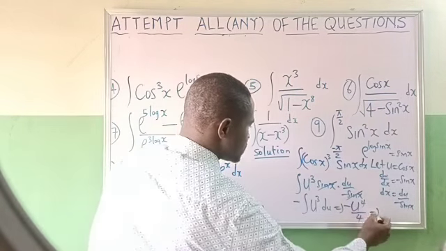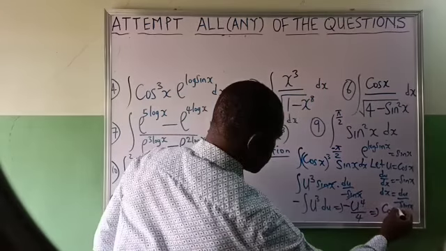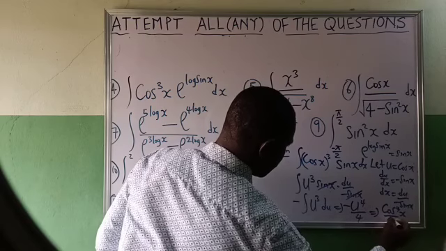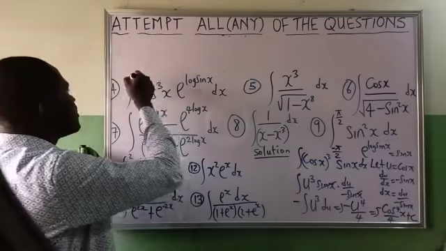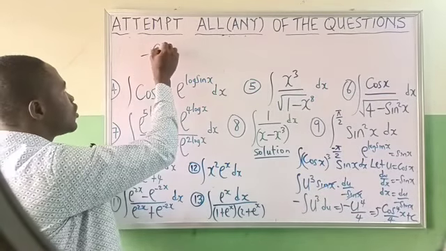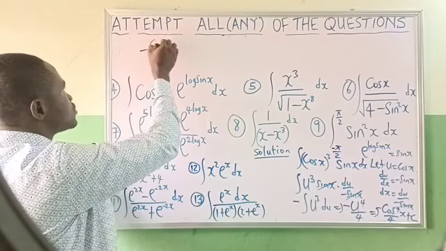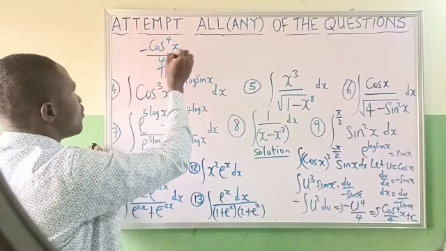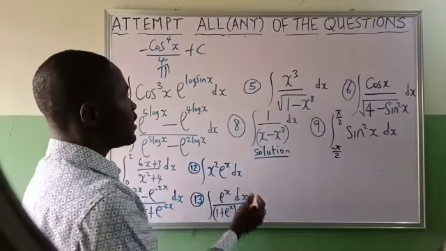You ask yourself, what is your u? Your u is what? Cos x. So cos raised to the power of 4 x all over 4 plus c. You attach your minus to it. That means that this one will be giving us minus cos raised to the power of 4 x all over 4 plus c. Okay, we'll go to question number 5.